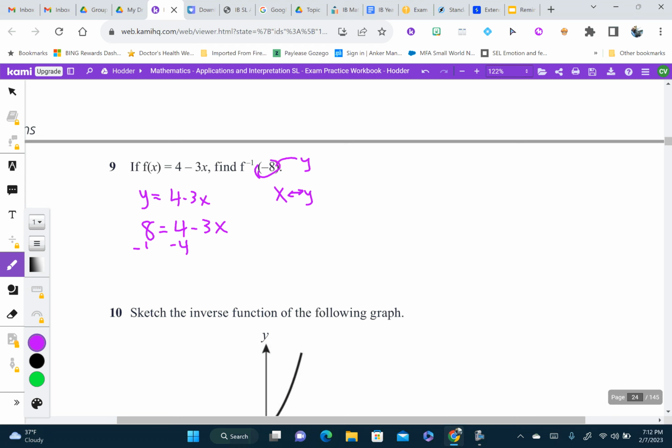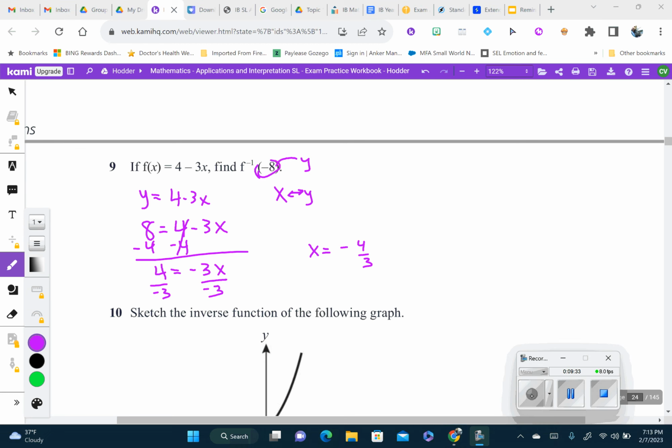Subtract both sides by 4. Cancels out. So I have 4 is equal to negative 3x. And I am going to divide both sides by negative 3. Divide by negative 3. And I get that x is equal to negative 4 over 3.